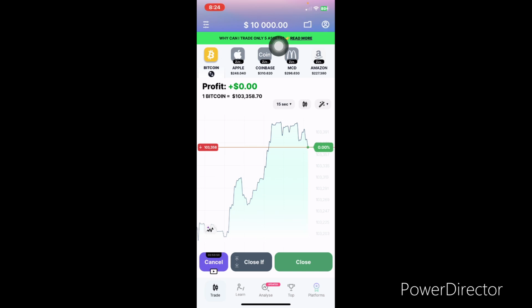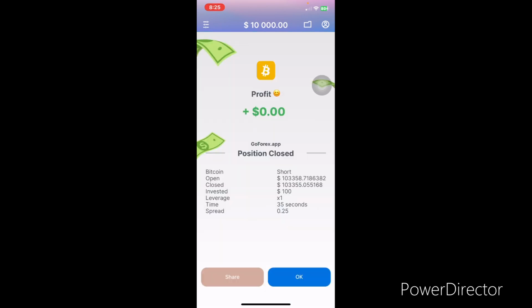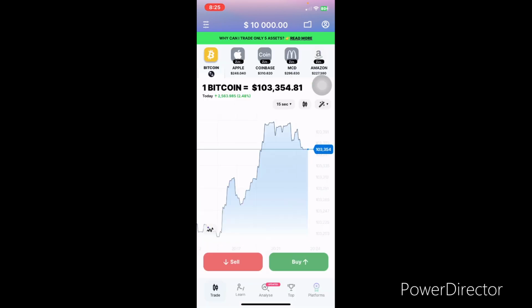As you can see, this is my profit over here. When it drops you see plus, and when it rises you see minus. Let's wait and see how it will go. It's not going to move fast because the leverage I chose was very low. So guys, let's close this one. I made zero profit. Okay, let's go in for another one.